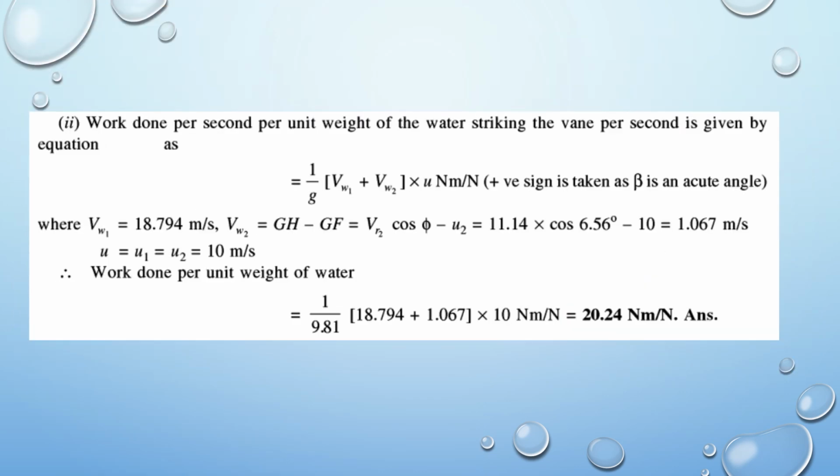Now the second part of the problem is to find out the work done per unit weight per second. So we have an expression for that already. So here in this question, beta angle is 50 degree. So it is an acute angle. So we will write the work done expression as 1 by g into Vw1 plus Vw2. This is a plus sign because beta is an acute angle. So we have already got the values of all these. Substituting the values, we will get the answer of work done per second as 20.24 Newton meter per Newton.